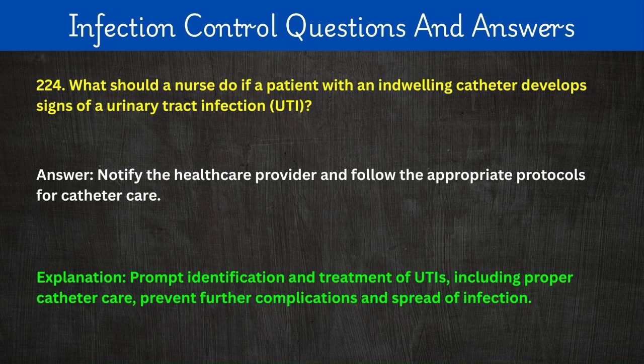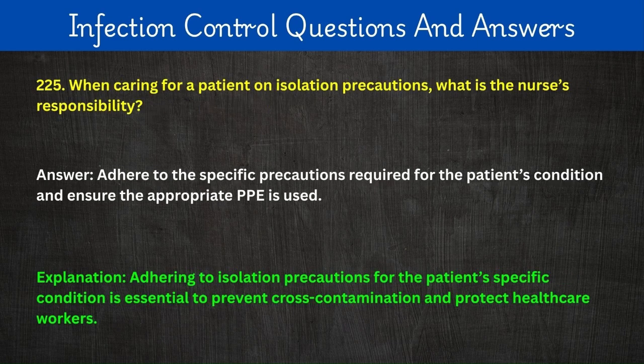224. What should a nurse do if a patient with an indwelling catheter develops signs of a urinary tract infection, UTI? Answer: notify the healthcare provider and follow the appropriate protocols for catheter care. Explanation: prompt identification and treatment of UTIs, including proper catheter care, prevent further complications and spread of infection.